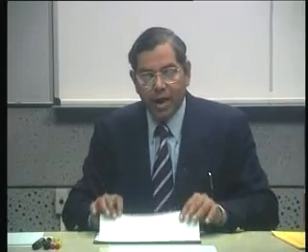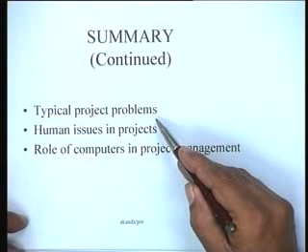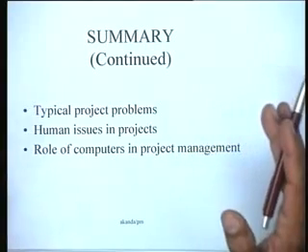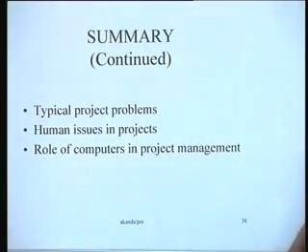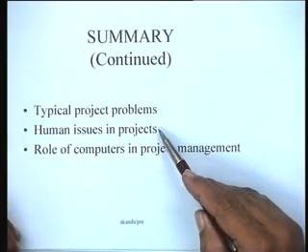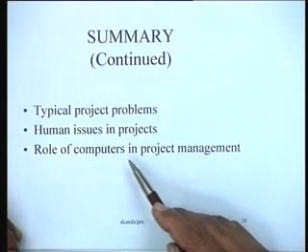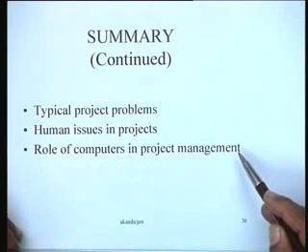Finally, we have tried to look at some typical problems associated with projects. We have seen that the problems could be very varied in their content, starting from human to technical to behavioral problems. We have identified some of the human issues in project management, the importance of working in teams, things of that kind. And finally, we have seen how computers help in project management.